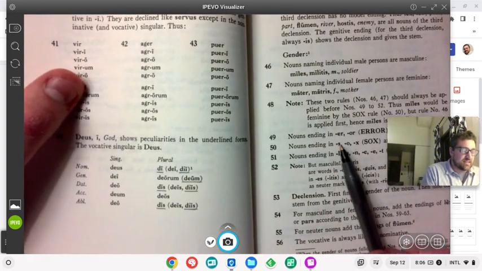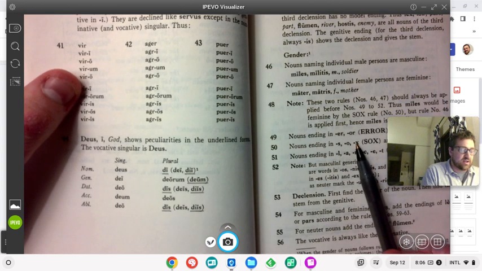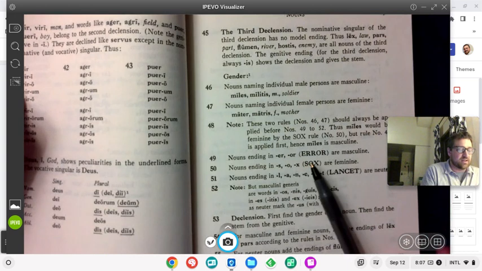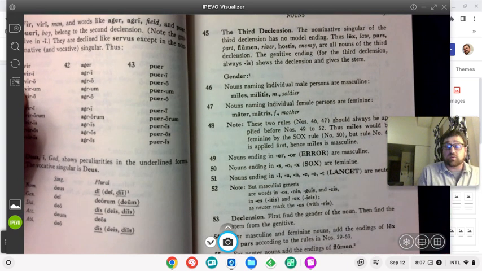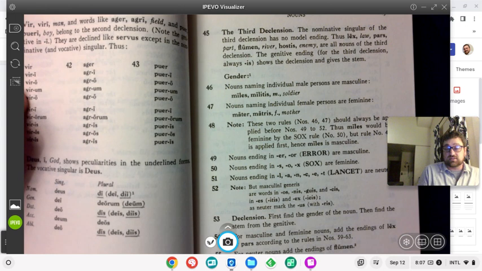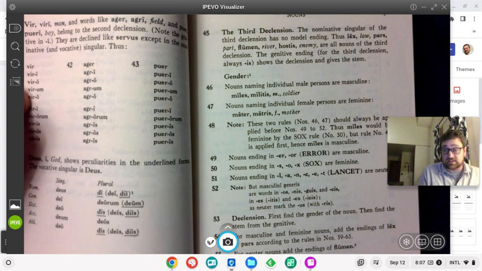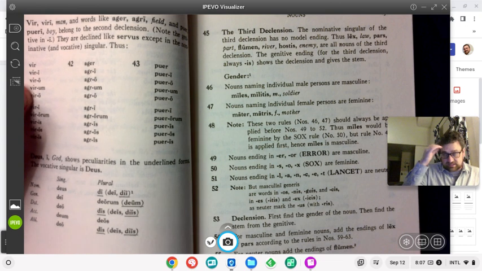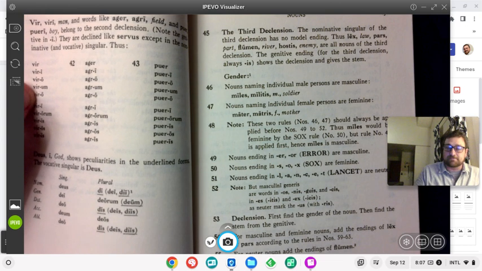Nouns ending in the letter S, the letter O, or the letter X are all feminine, and that is called the Sox rule, ending in S, O, or X. The way that we can remember that is that if you look at the two uniform types of Chesterton Academy, the male uniform and the female uniform, it's the female uniform where you can see their socks. And so when you hear the Sox rule, think feminine, okay?